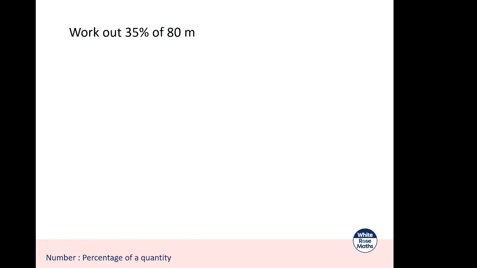Percentage of an amount. Work out 35% of 80. So if it was me, I'd work out what 10% is. So 10% of any quantity means divide it by 10. So 80 divided by 10 is going to be 8.